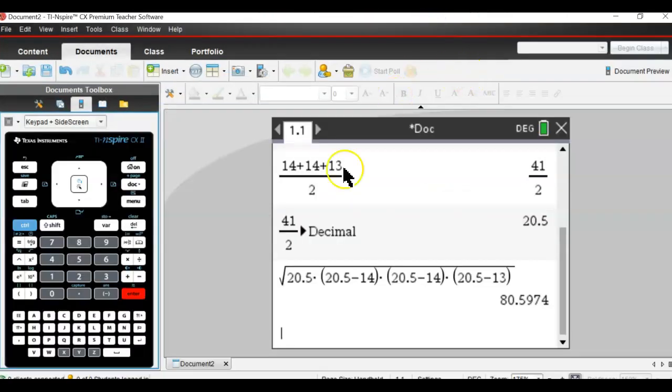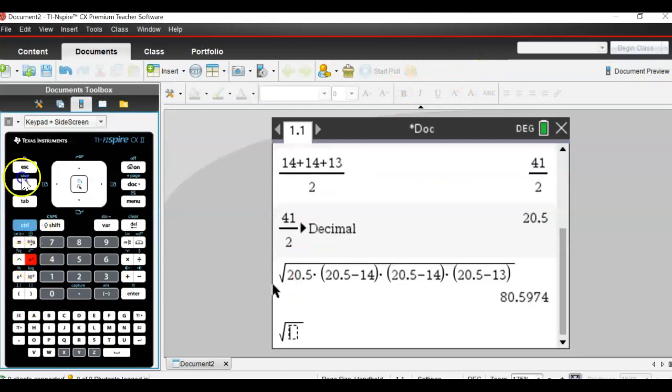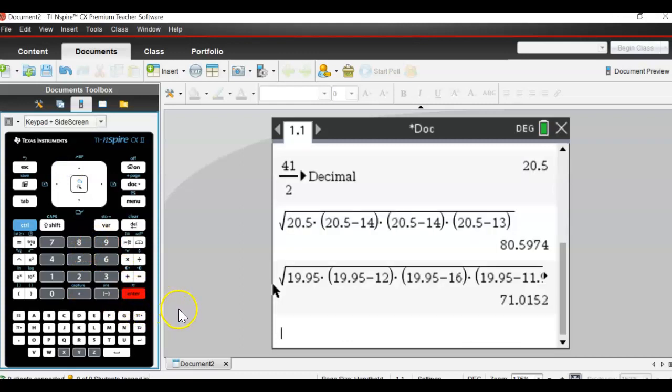Okay, so in your calculator, let's go ahead and plug that in. We're going to do the square root, and I'm going to put 19.95, 19.95 again, minus 12, minus 16, and then 19.95 minus 11.9. Be careful. It's very simple, but you can easily make mistakes if you're not paying attention.